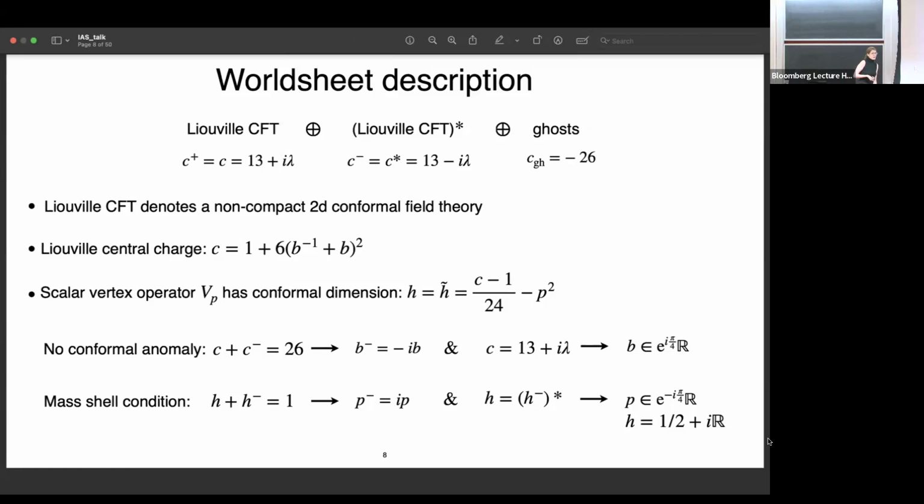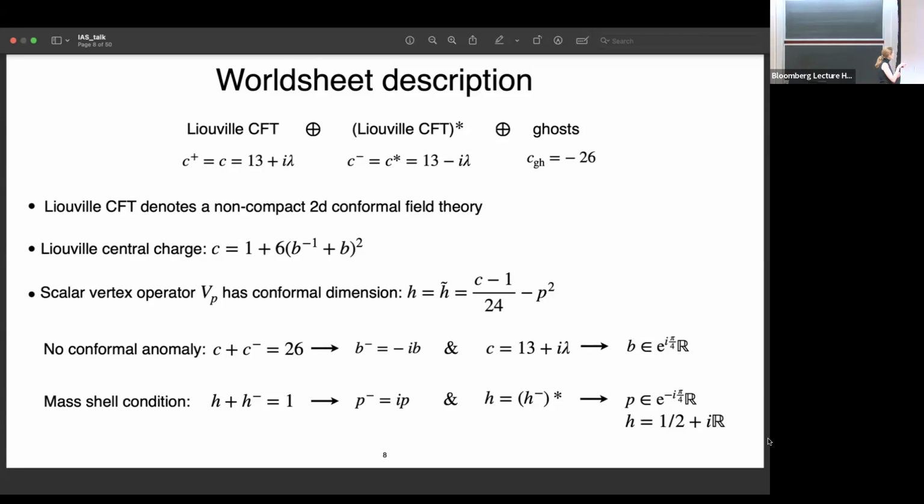I won't unfortunately have time to explain to you in detail what Liouville CFT is. The one punchline to take away from Liouville theory is that Liouville theory is a 2-dimensional non-compact CFT, meaning that it has a continuous spectrum and a non-normalizable vacuum. As a 2-dimensional CFT, Liouville theory has a central charge. And it's commonly used to parameterize the central charge using this parameter b. Often this combination b plus b inverse is also called Q.